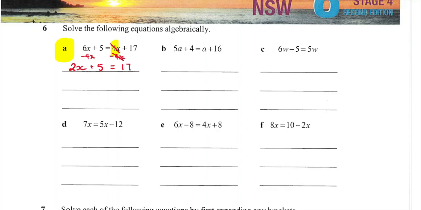Now, sometimes the lines they put on these are a bit annoying because they don't always give you enough. So you'll have to do your working out steps pretty small. Next step is to get rid of the 5. So I'm going to put little minus 5 here. 2x equals 17 take away 5 is 12. And then finally, last step is to divide that 2. So x equals 6. Yes? Happy with that one?